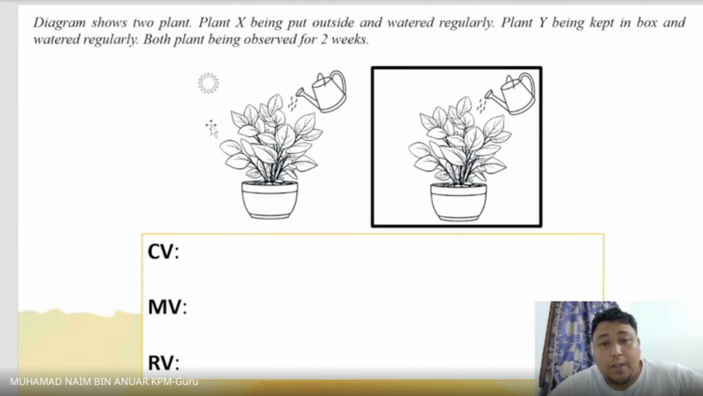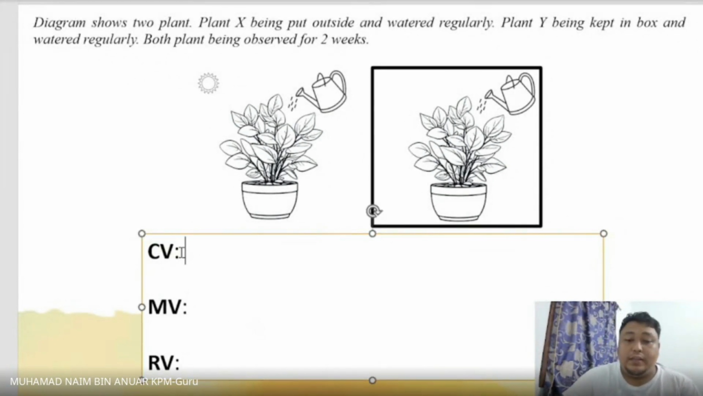Right. Can I answer like Aidan answered just now, which is one in the box, one outside? It's still correct, but remember, we're looking for the most correct answer, which is where you put the plant. So the answer is placement of plant, not plant X, but both. Is it plant X or both plants? No, both plants. You're looking at both plants, not only plant X. Placement of plant. So that is the MV.